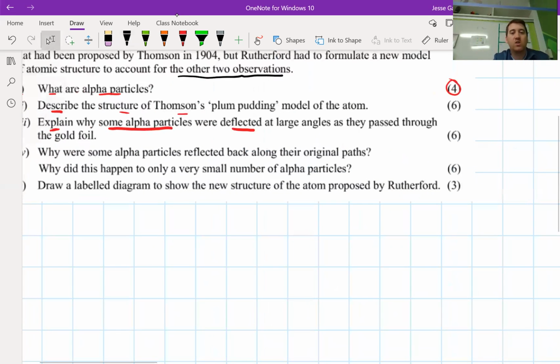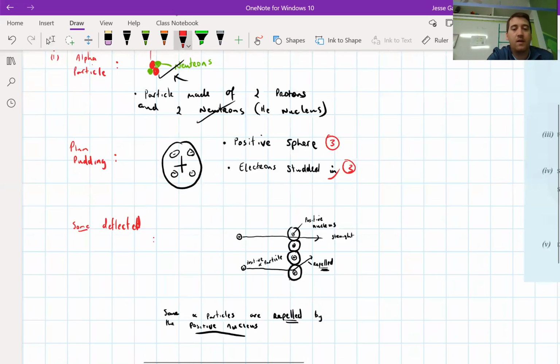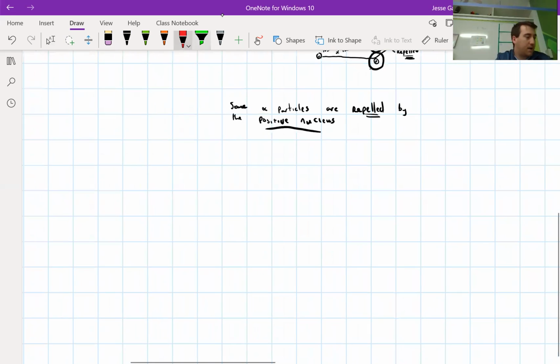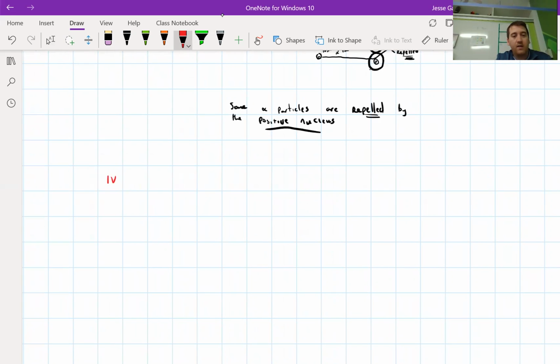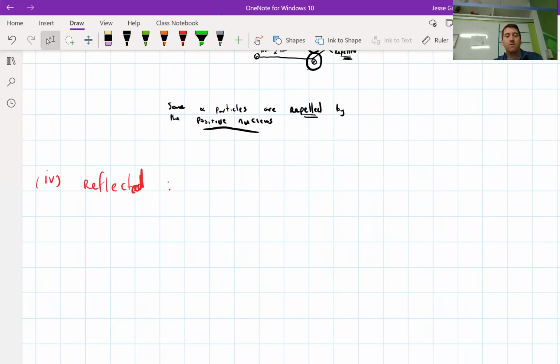Next bit. Why were some alpha particles reflected back along their original path? And why did this only happen to a very small number of particles? So this is part IV. Why were some reflected? What does that mean? Pause the video and show me some alpha particles being reflected now. Show me a labelled diagram. Show me reflection. Okay, this is what you should have had. You should only be playing the video if you have this drawn.